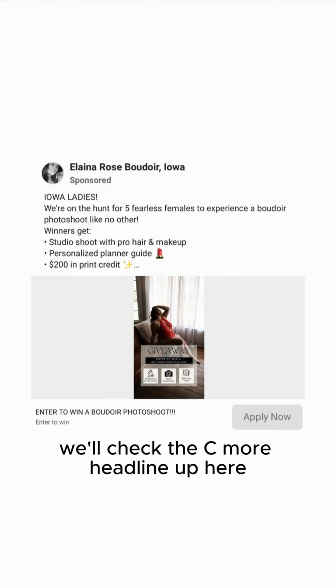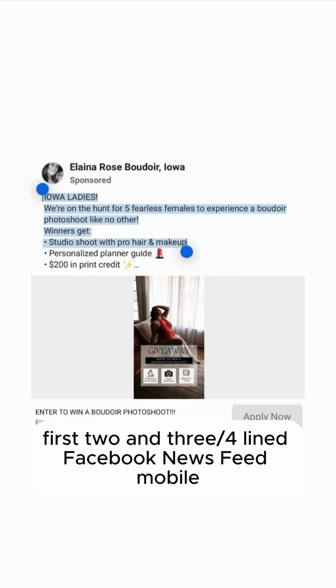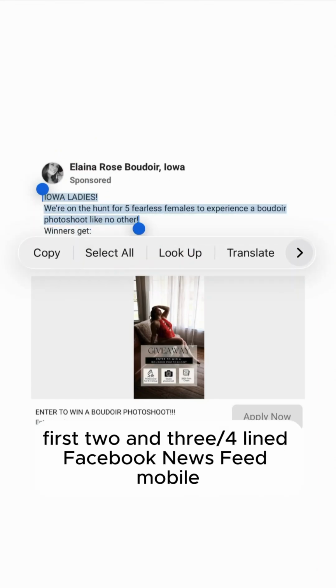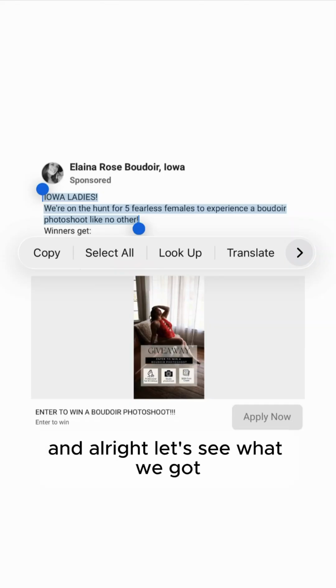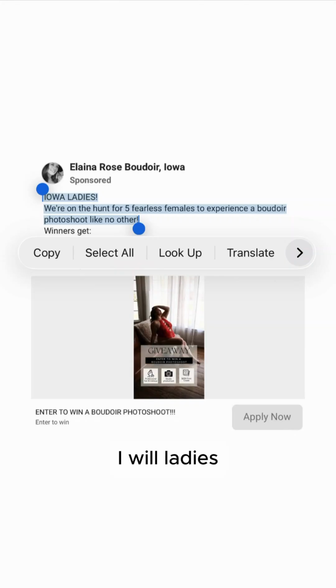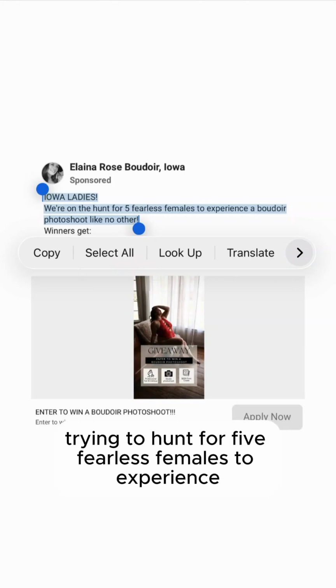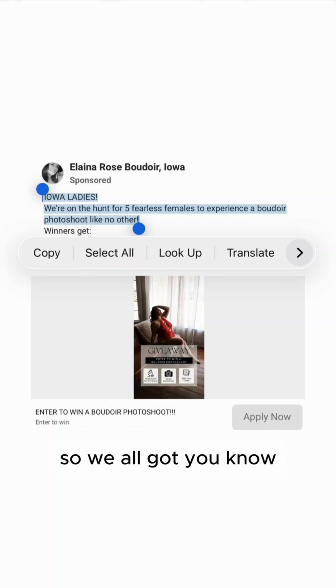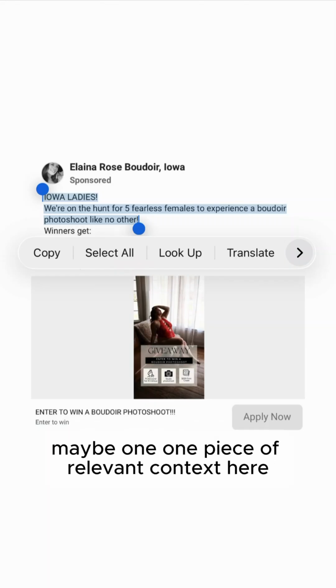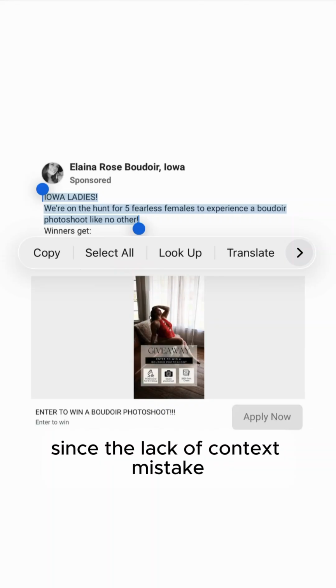All right, finally, we'll check the see more headline up here, the first two and three-quarter lines in the Facebook newsfeed on mobile. All right, let's see what we've got. "Calling all ladies on the hunt for five fearless females experiencing a Boudoir photo shoot." All right, so we only have maybe one piece of relevant context here. So it's the lack of context mistake.